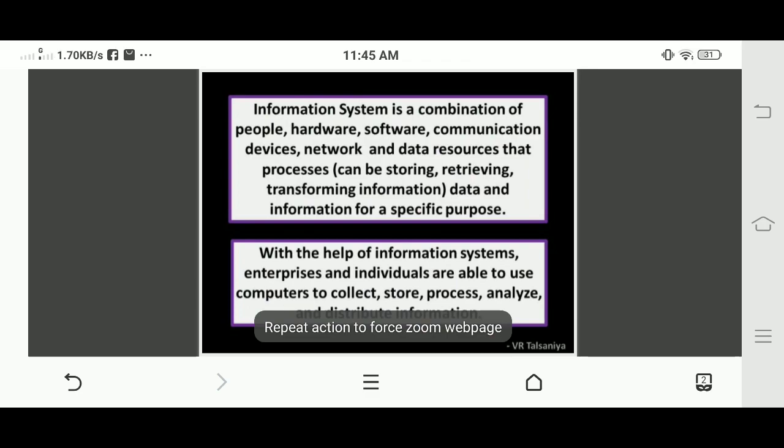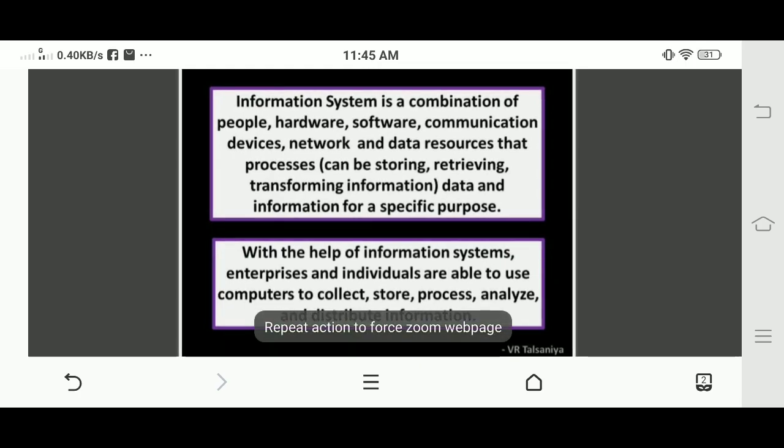So what is an information system? Now an information system is a combination of people, hardware, software, communication devices, network and data resources that processes data and information for a specific purpose. Now an information system is a collection of different components. Those components are people, hardware, software.